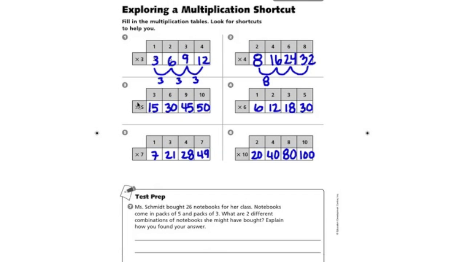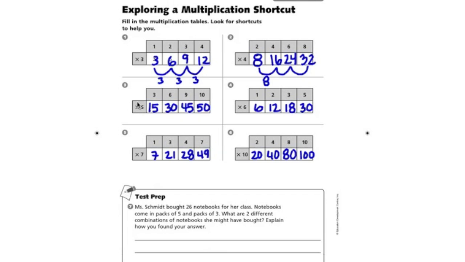Alright, let's go ahead and start on number 7. So looking at this, it looks like we need to read the problem first, underline any important information, and then start the problem. So let's go ahead and read it. Ms. Smith bought 26 notebooks for her class. Notebooks come in packs of 5 and packs of 3. What are 2 different combinations of notebooks she might have bought? Explain how you found your answer.